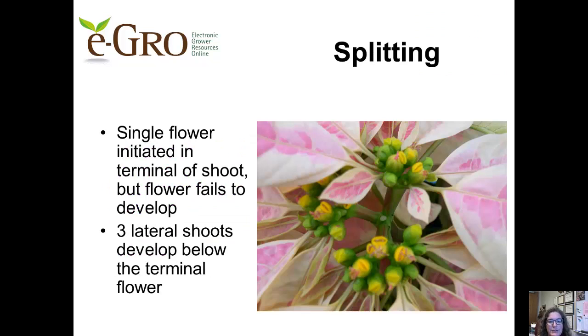Splitting is a physiological disorder of another photoperiodic crop, poinsettia, that occurs under similar photoperiodic circumstances to crown bud development in mums. It's related to lack of consistency in the plant sensing a short day photoperiod as the growing plant converts from vegetative to reproductive growth. A single flower is initiated in the terminal of the shoot, right in the center of that poinsettia inflorescence that you see in the photo, but it fails to develop.